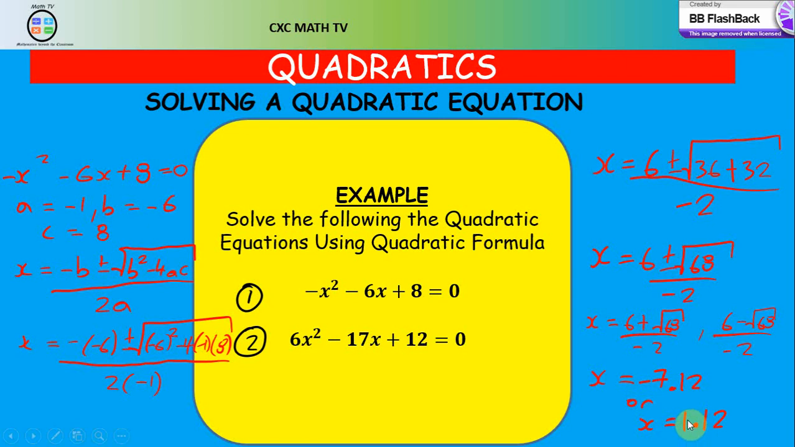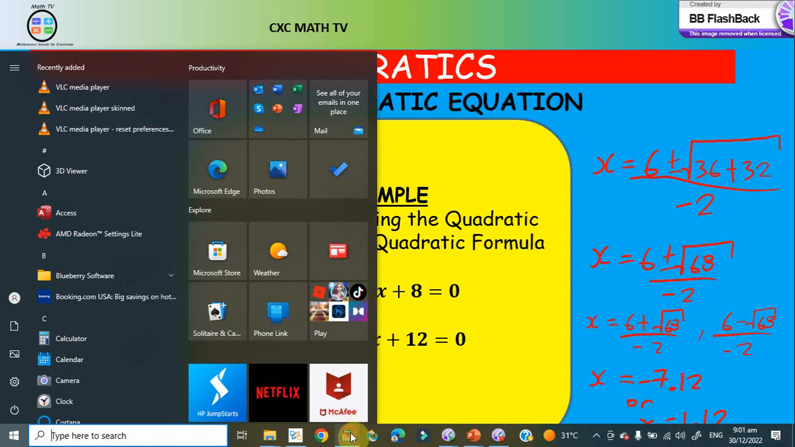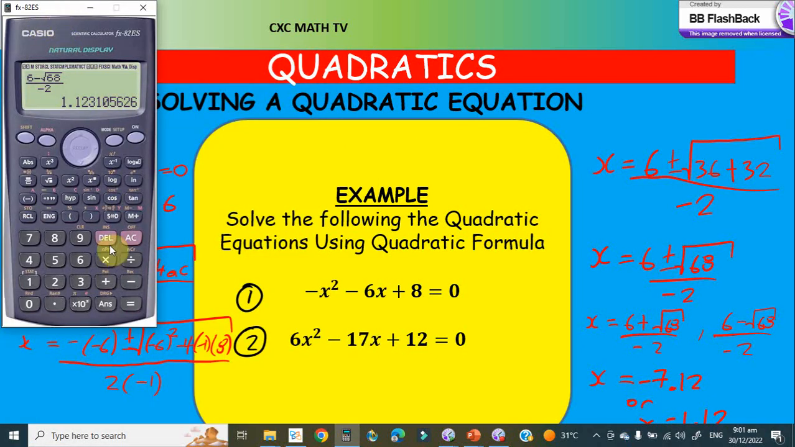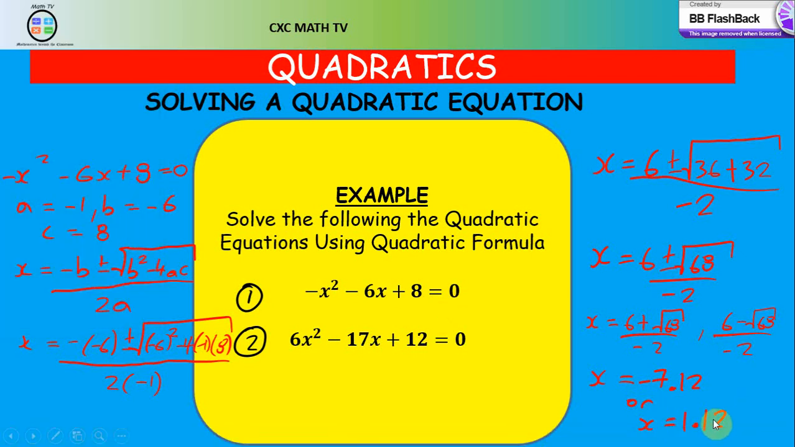Now, if you don't believe these answers, you can always check them. How do you check? You can just check and see if it's correct. That means the negative of this answer squared, minus 6 times the 1.12, plus 8. That should give us 0, and we did get our 0. So we know that this answer is correct. You can test it with the other one, you're going to get a 0 as well. So the answer for the first one is x equal to negative 7.12 or x equal to 1.12.